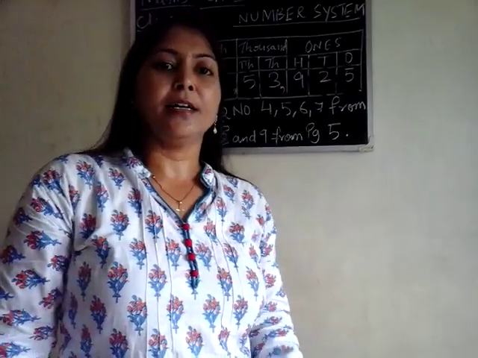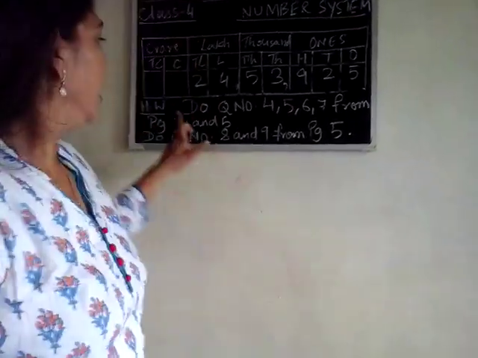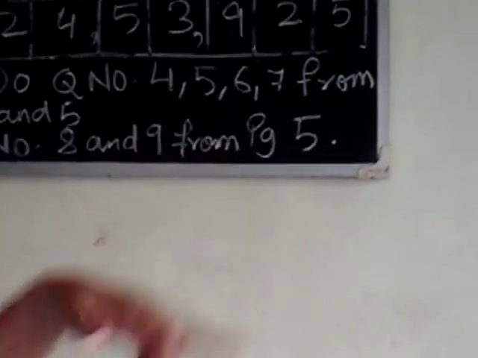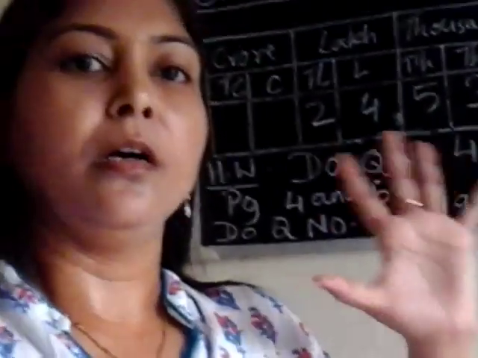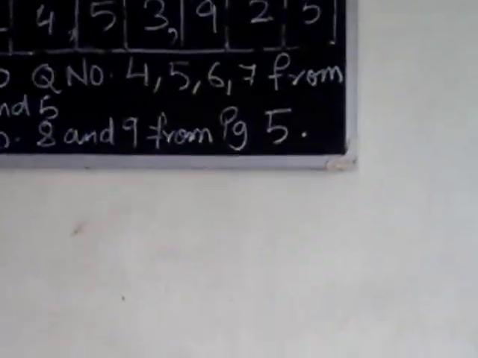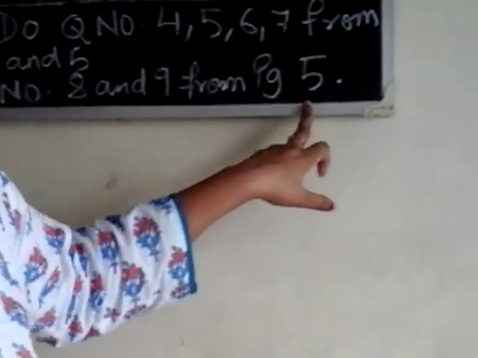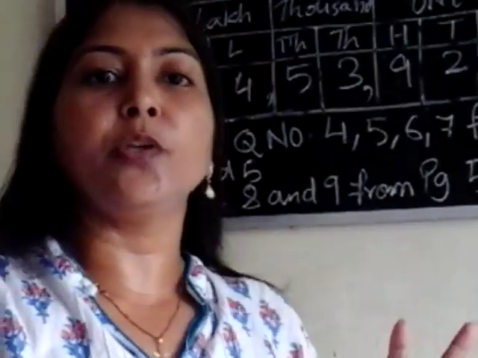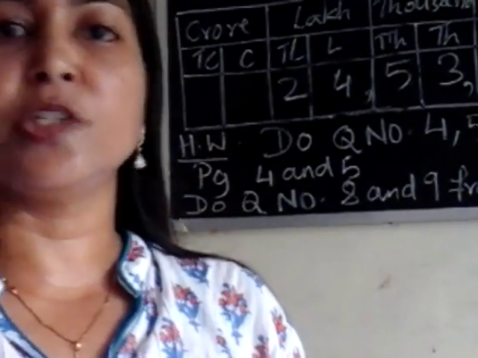Okay. Now as you can see, I have already mentioned the homework on the board. You will be doing question number 4, 5, 6, 7. I think 4 and 5 are based on place value. You will be able to do that. And 6 and 7 are based on expanded form and compact form, right? Then you will do question number 8 and 9 from page number 5, which are based on predecessors and successors. This homework you will be doing either in your maths classroom copy if you have, otherwise you can do it in any rough notebook which is available at home.